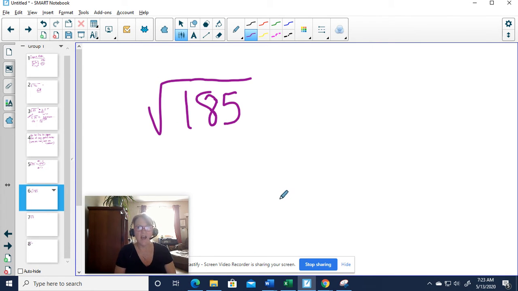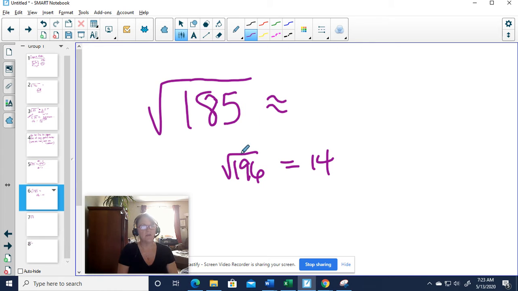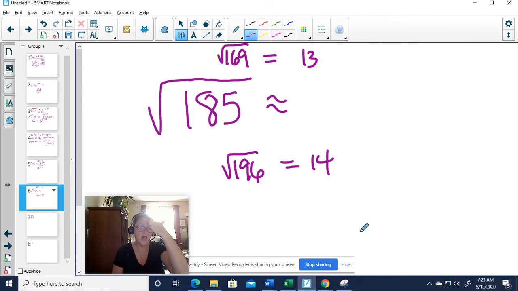Ooh, 185, the square root of 185. Before you grab that calculator, I'm thinking perfect squares. The square root of 196, exactly 14. 169 is exactly, the square root of 169 is exactly 13. In my head, somewhere between 13 and 14. Is it closer to 196? Boy, this is going to be close to the middle, huh? Maybe a little more toward the 14, so maybe like 13.6.